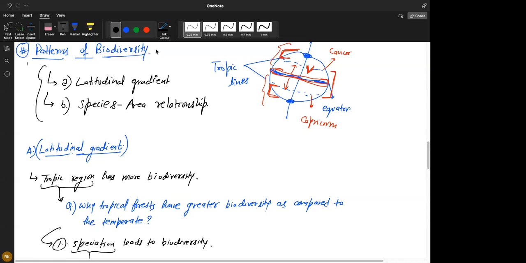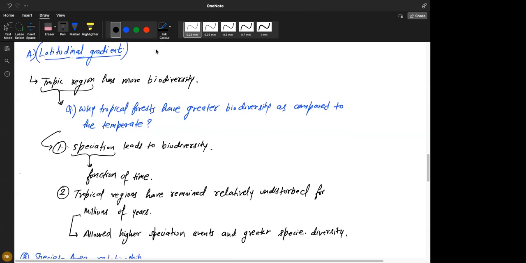Quick summary of patterns of biodiversity. Okay, sir. We learned about two main patterns of biodiversity, that is the latitudinal gradient and the species-area relationship. First we learned about the latitudinal gradient, how biodiversity varies by latitude. We saw that the tropical region has more biodiversity. Then we also saw why they have greater biodiversity as compared to temperate regions. One reason is speciation. Due to the large amount of time provided, it leads to biodiversity. We saw that speciation is a function of time.